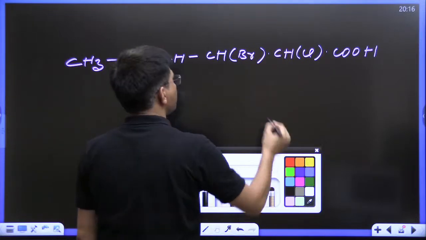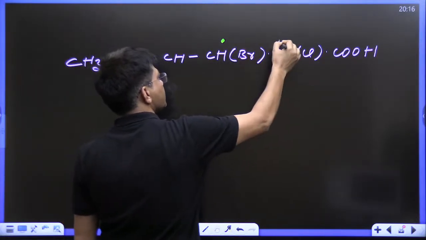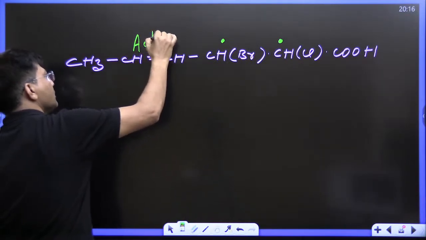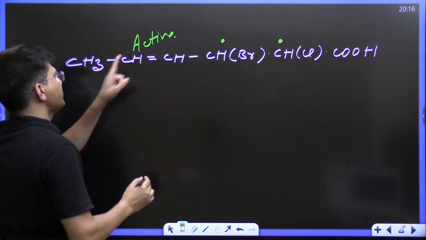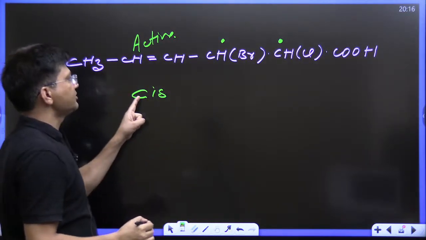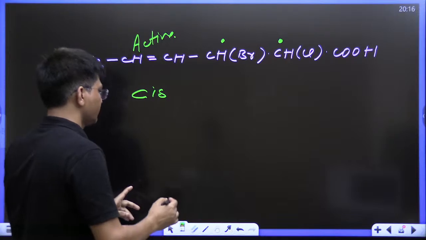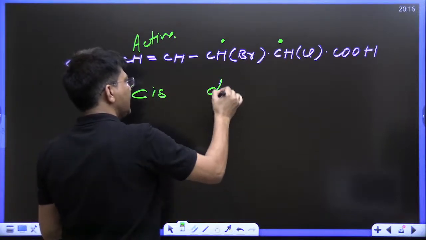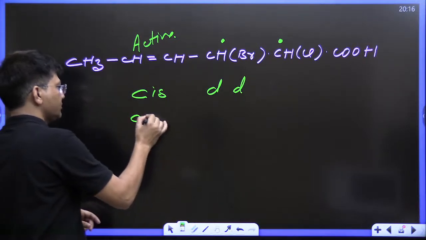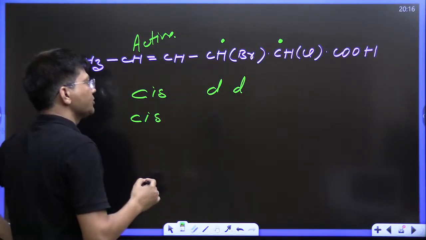See, this compound has 2 chiral carbons and an active double bond. I can say if this double bond is cis, then what can be possible? They can be D and D. This is possible. With cis, what else can be possible?